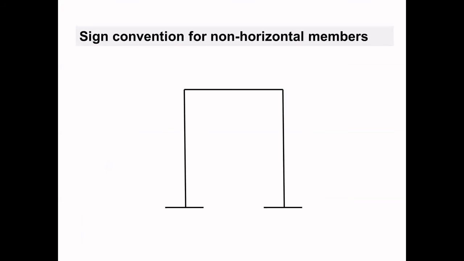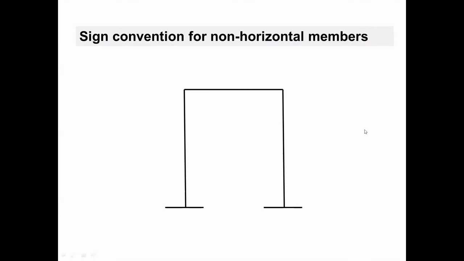So we have now understood the basic definition of axial force, shear force, bending moment, and twisting moment. Axial force and shear forces produce relative translations. Bending moment and twisting moments produce relative rotations. Now what about the sign convention of bending moment and shear forces for non-horizontal members? For example, consider this frame. This is column, beam, and again this is column. How do we define the sign convention of bending moment and shear forces for the columns?